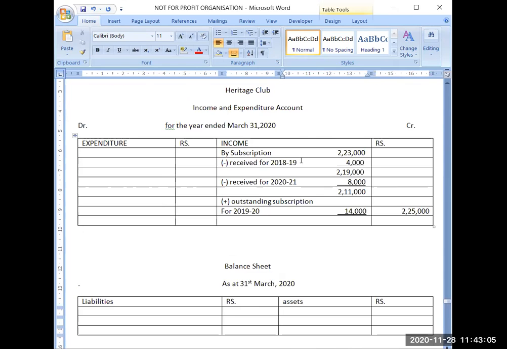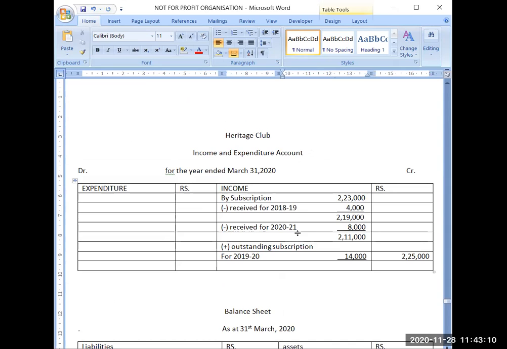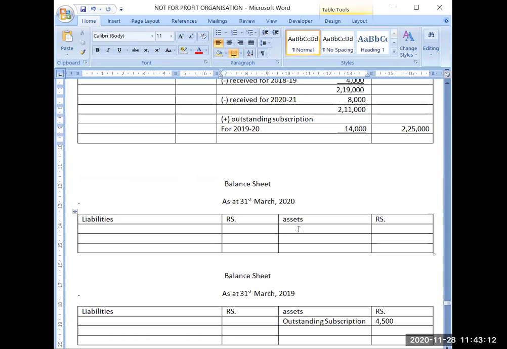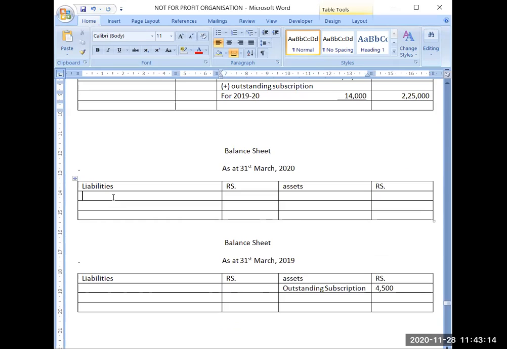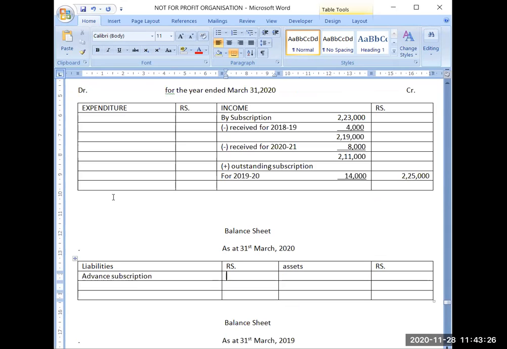Now, this adjustment has been done. Second is received for the next year. So whatever is received for next year, that is current year liability, advance subscription. And the amount is 8,000. Then outstanding subscription for current year, outstanding subscription.